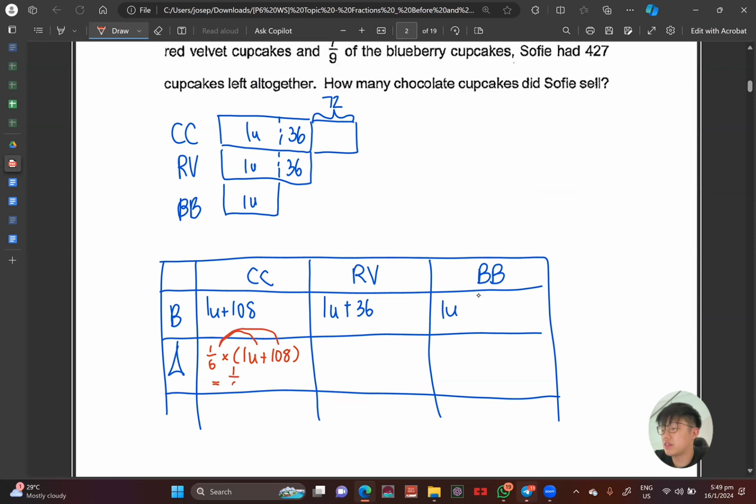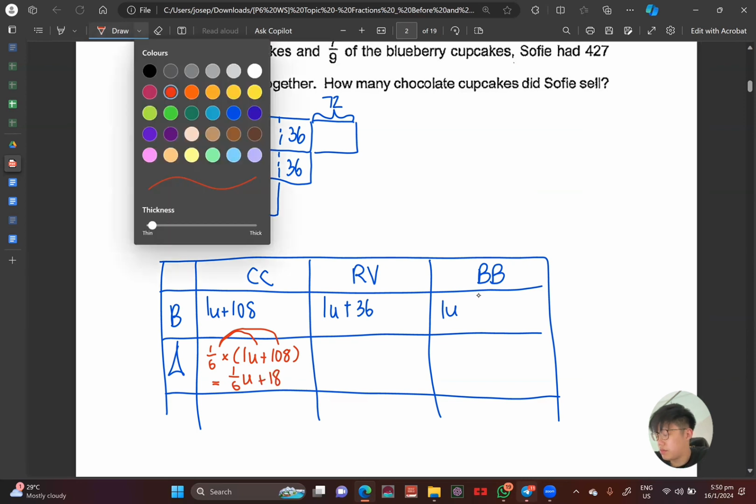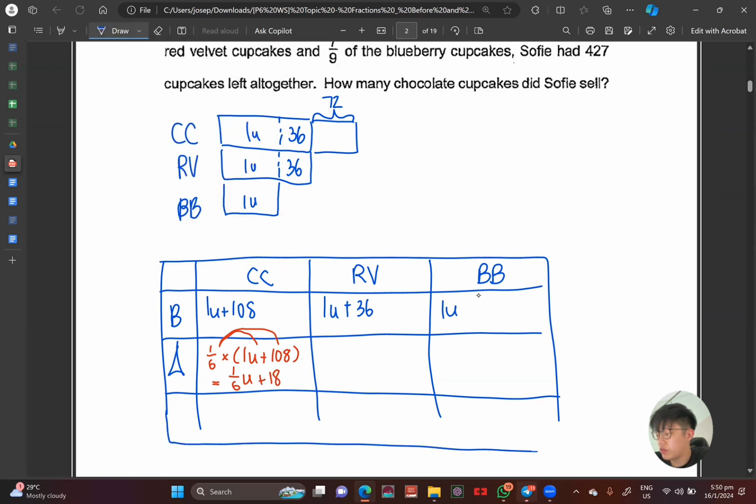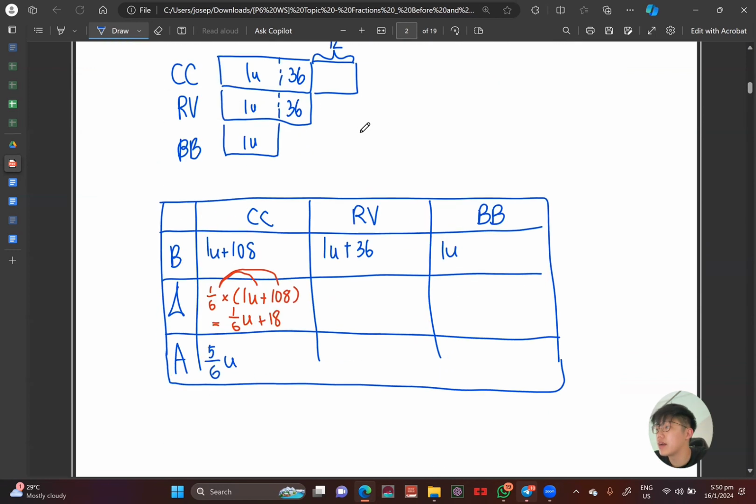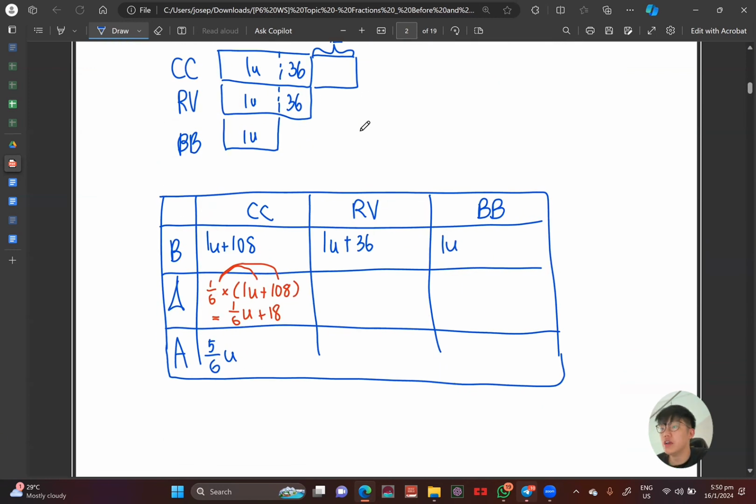So over here, I will get 1/6 units. What is 1/6 times 108? We'll get an answer of 18. Okay, now once you're done with this, of course, what you want to do is to show your after for chocolate, right? Your after for chocolate will be 5/6 units, 108. Now, you remember this part is selling. Selling means I have to minus. So I'm just going to minus 108 minus 18. We get an answer of 90. Okay, so that is for chocolate cupcakes.